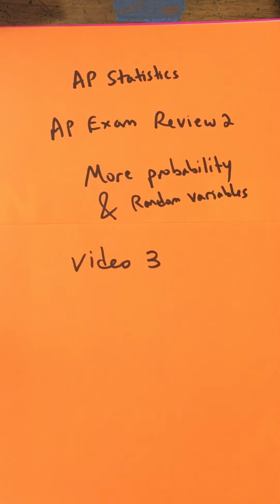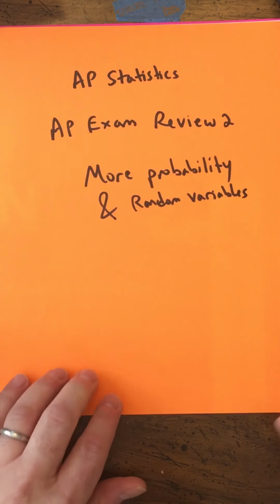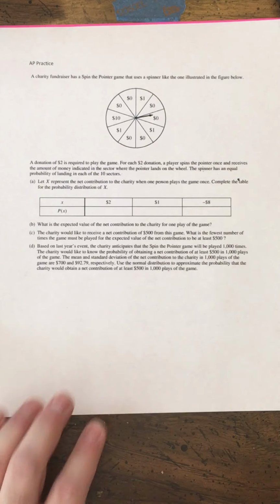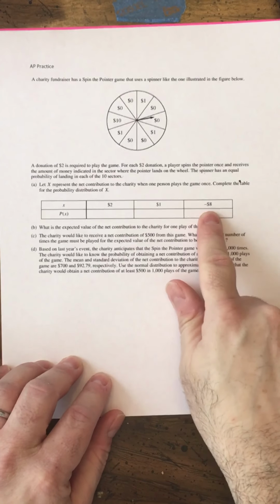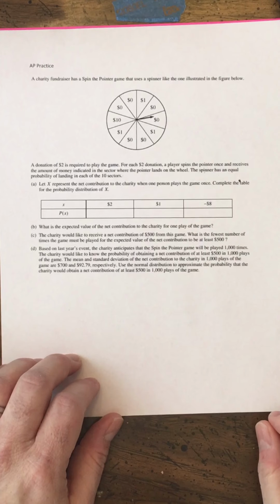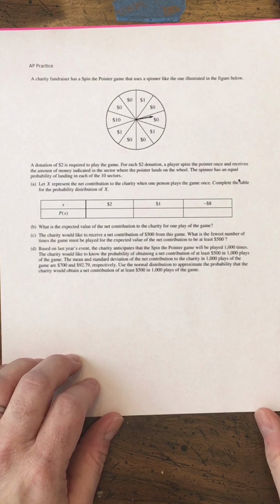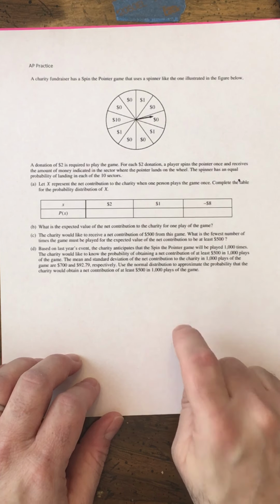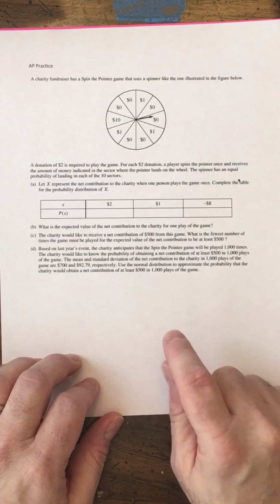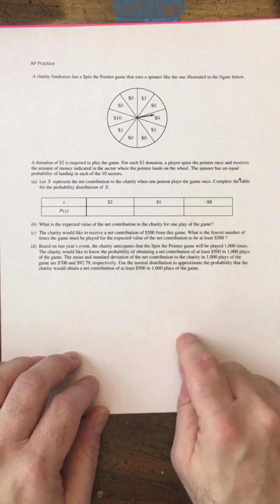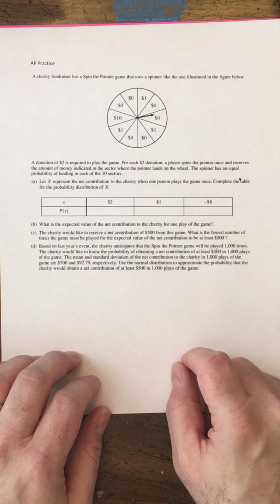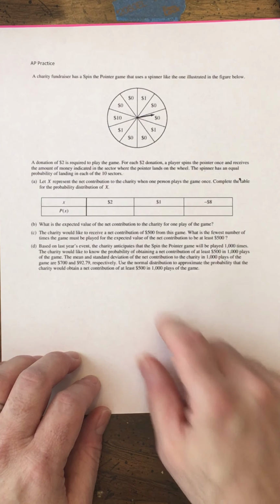Hi guys, this is the third video for AP exam review number 2, more probability and random variables. What we're going to take a look at now is an AP problem. You can see this table, so it looks similar to what we did in previous problems. There's also going to be the need to use the normal distribution here, so we'll take a look at that. It'll be a nice refresher. Let's take a look at what the problem says.